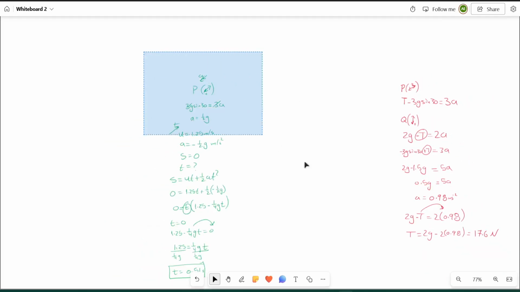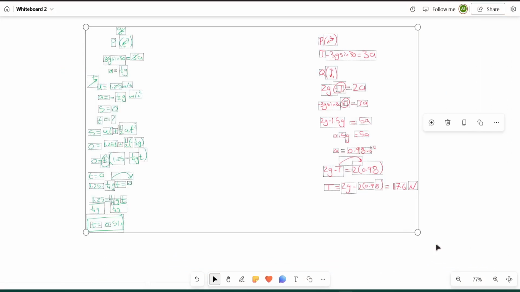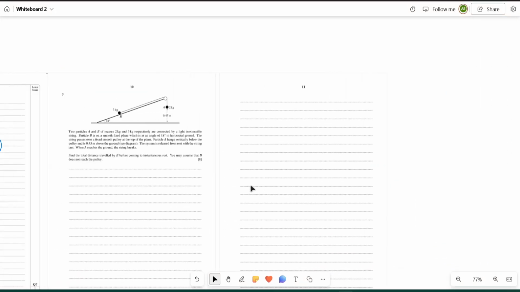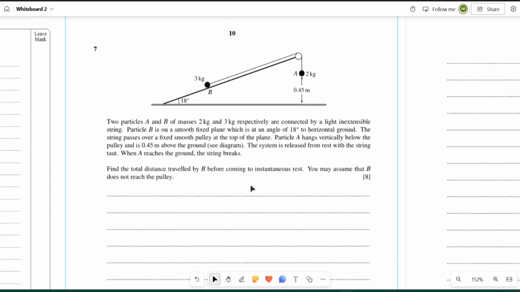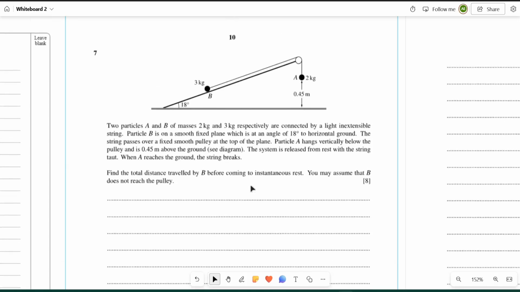So now we have one more question, which is also a nice question. It's an 8 marker. Okay, so let's see how we can do it. Question says we have two particles, A and B, masses 2 kilograms and 3 kilograms respectively, connected by a light inextensible string. B is on a smooth fixed plane, so no friction, at an angle of 18 degrees to the horizontal. The string passes over a fixed smooth pulley at the top of the plane. Particle A hangs vertically below the pulley and 0.45 meters above the ground.